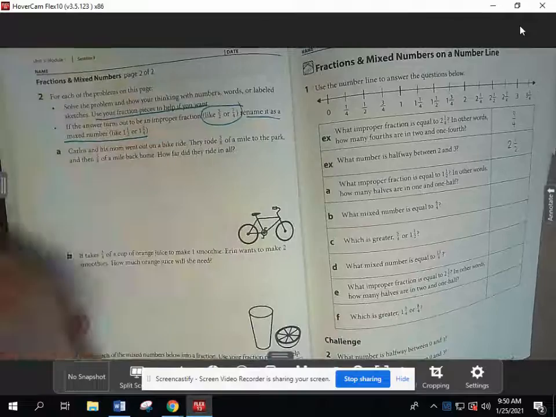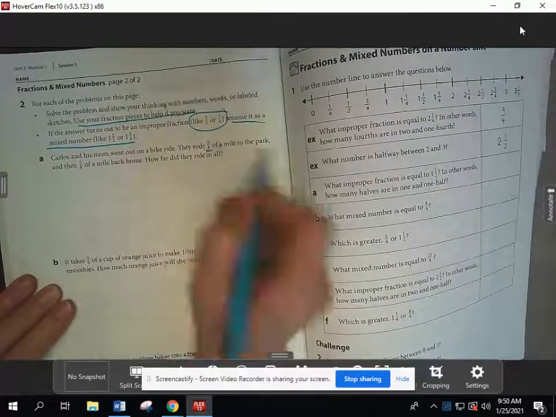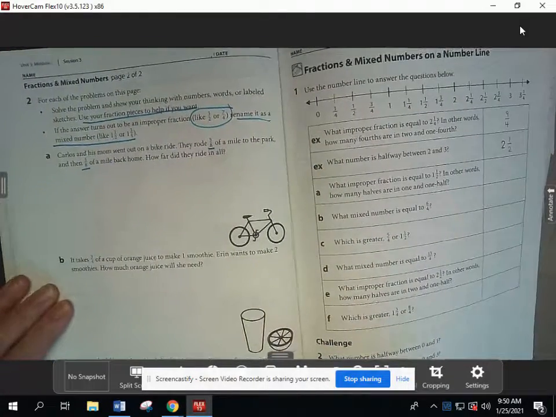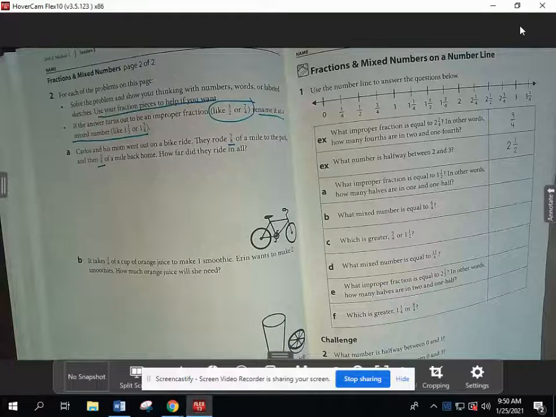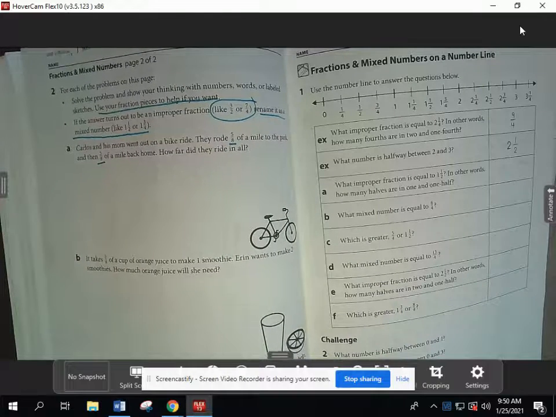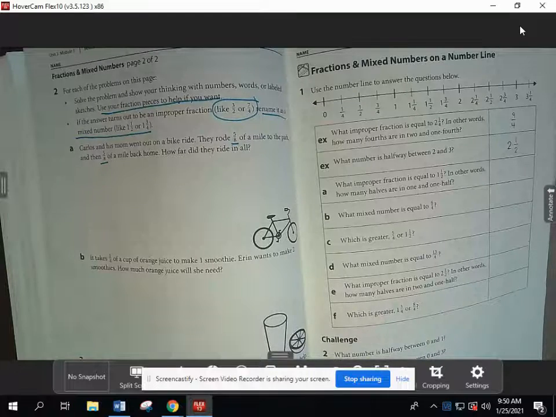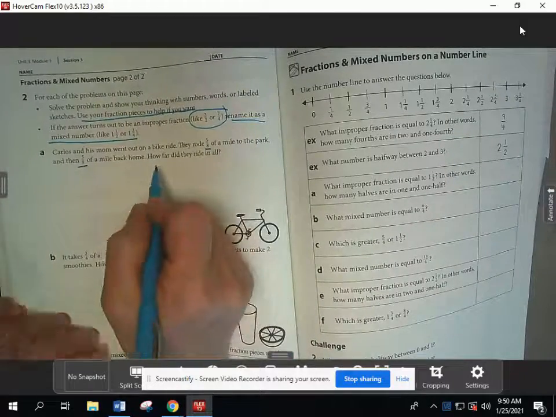So here we have Carlos and his mom who went out on a bike ride. They rode 5/8 of a mile to the park and then 5/8 of a mile back home. How far did they ride in all? What's my question that I have to answer? What is the question I have to answer? Raise your hand, and David, nice and loud. 5/8 plus 5/8. Okay, that's what we're going to do.